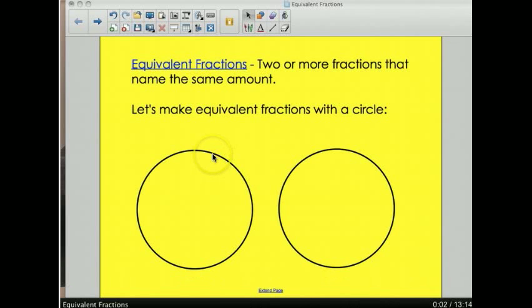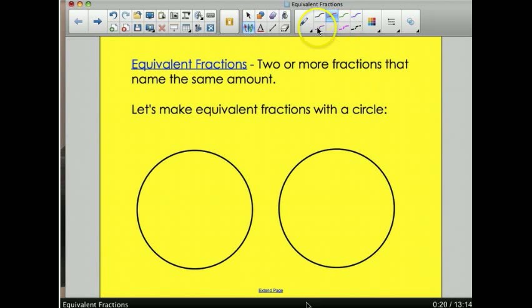Okay, boys and girls, today we are going to be learning about equivalent fractions. So let's take a look at the definition. Equivalent fractions are two or more fractions that name the same amount. Let's make equivalent fractions with a circle.